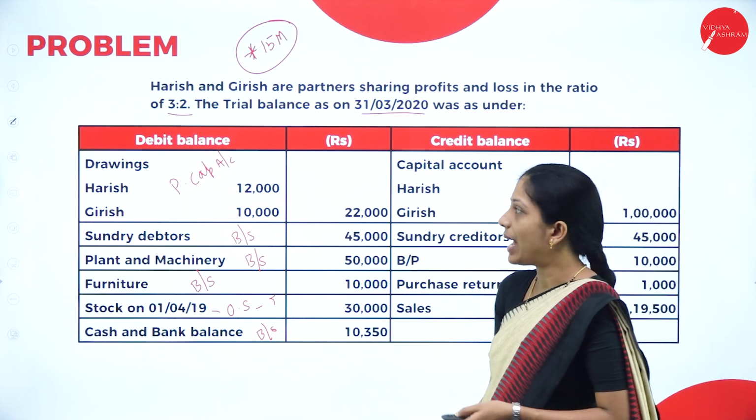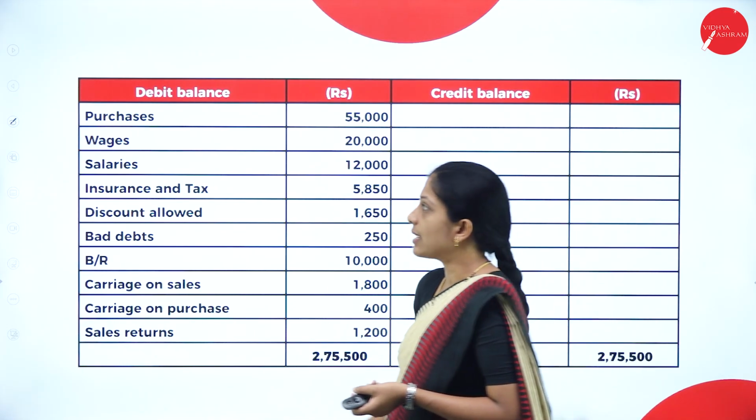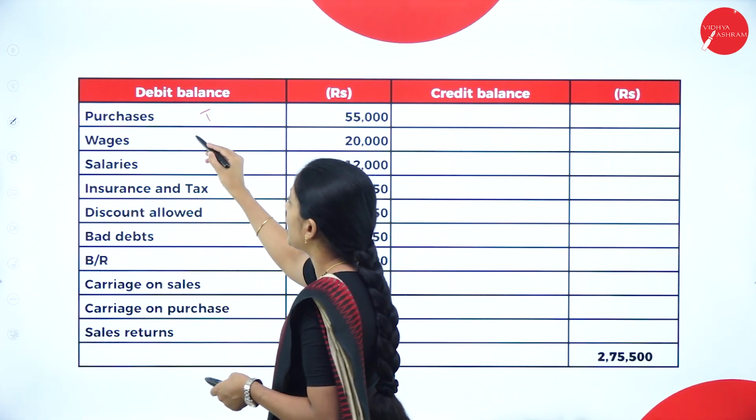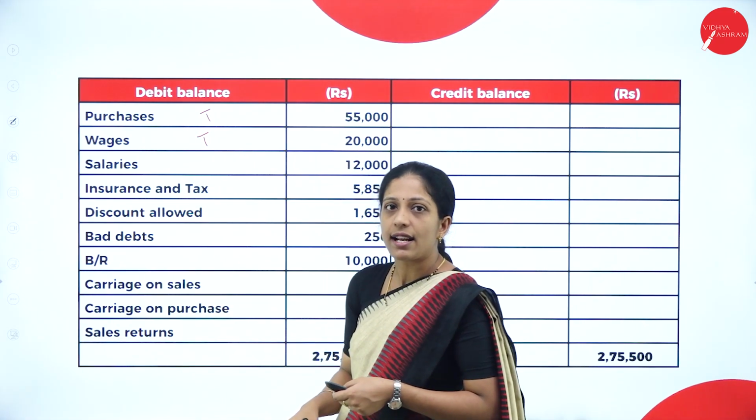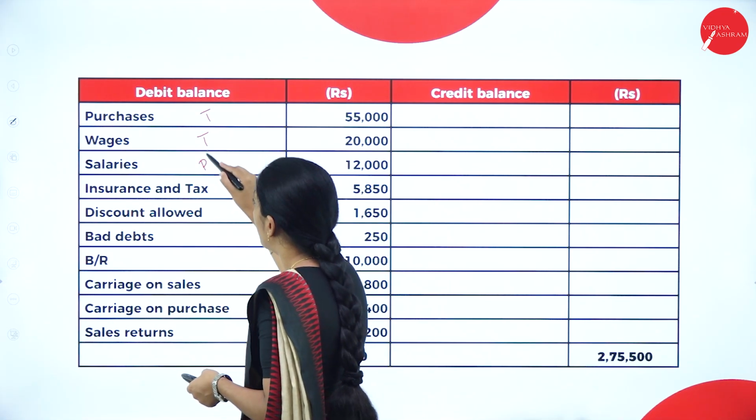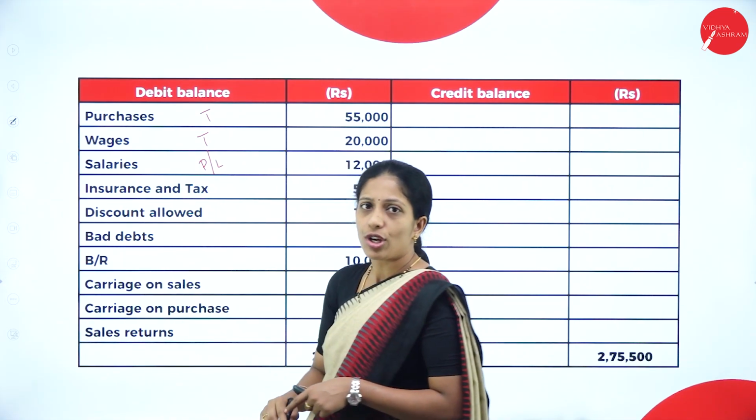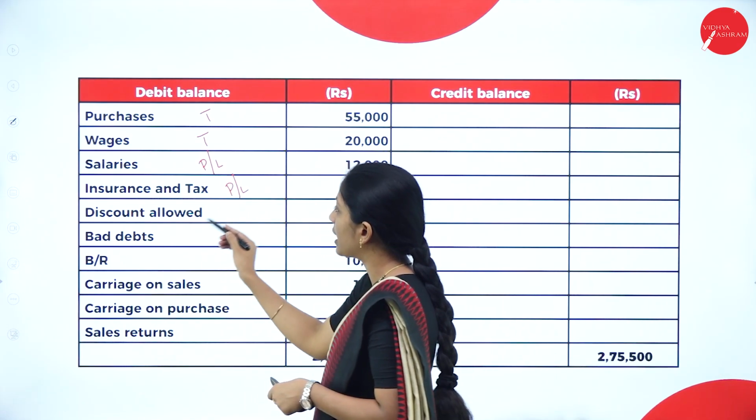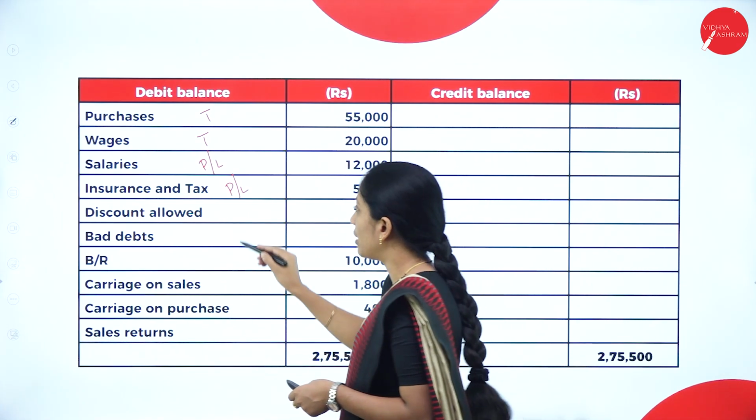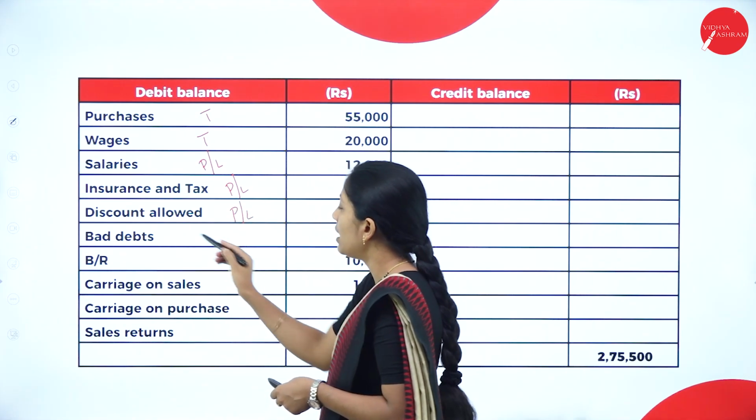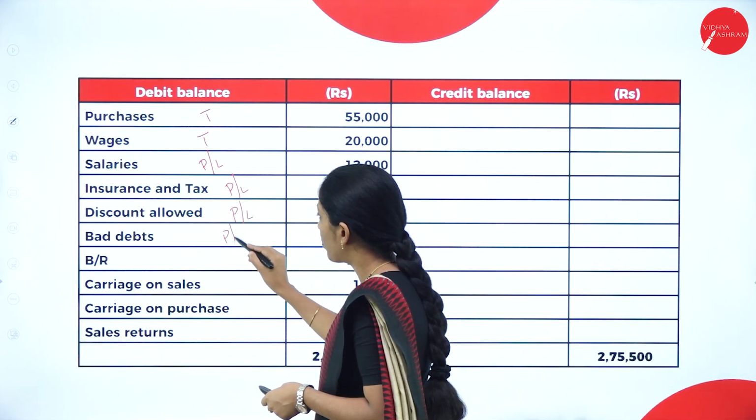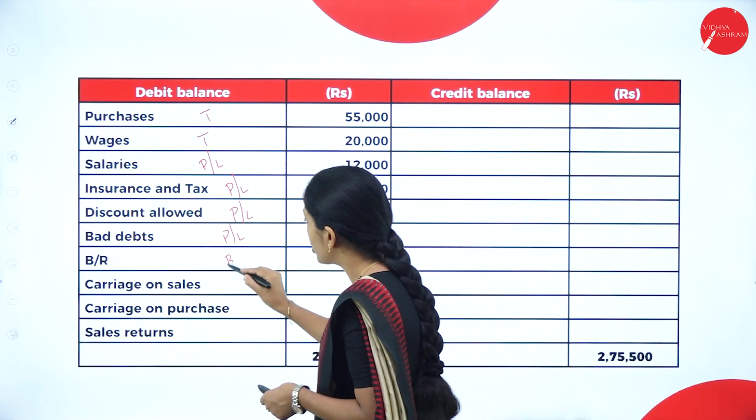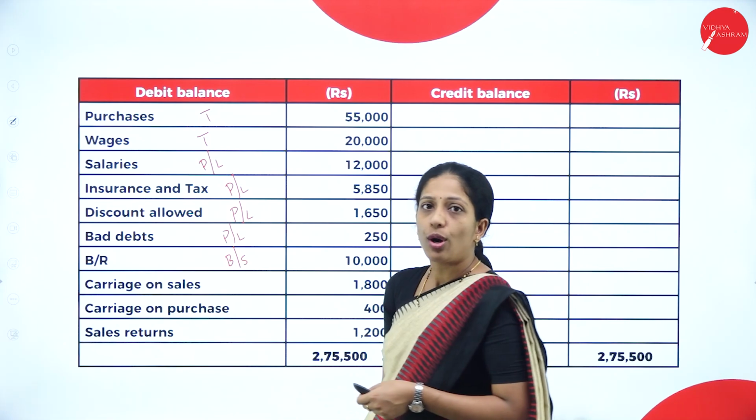So these are debit balances. Next, purchases. So we'll record under trading account. Wages, it is a direct expense, so trading account. Salaries, it is an indirect expense, so we have to record under profit and loss account. Insurance and tax, this is also an indirect expense, so profit and loss account. Discount allowed, they have given, so profit and loss account. Bad debts, so this is also under profit and loss account. Bills receivable, it is a capital item, so balance sheet.